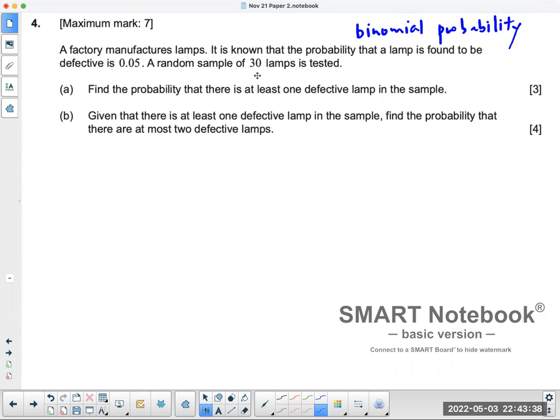Okay. You're testing 30 lamps. Defective is going to be your P, so P is 0.05. Find the probability that there is at least one defective lamp. So anytime you see at least, I said the best way to do this is to do 100% minus the probability of no defective. So 100% subtract probability of no defective will give you at least one.